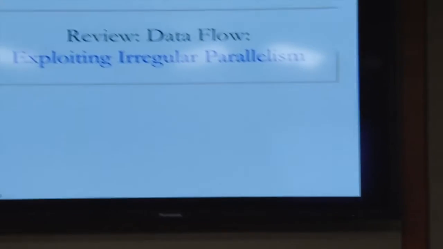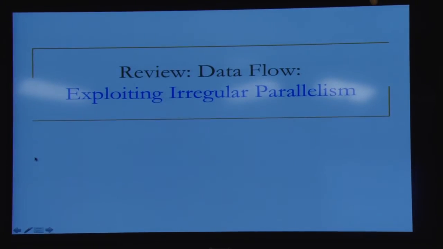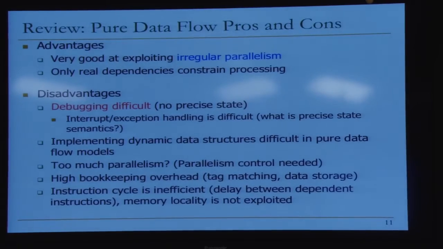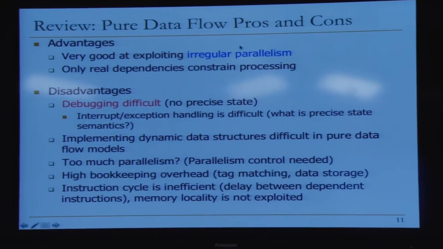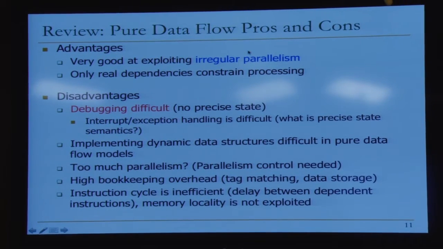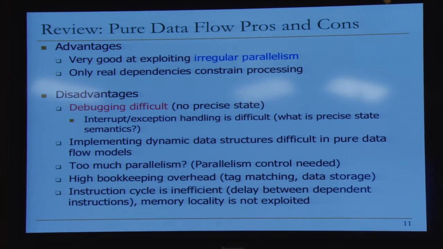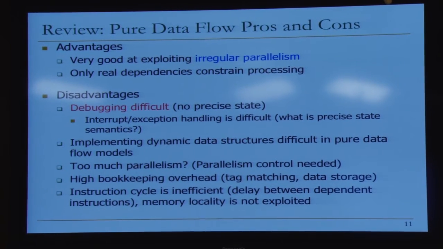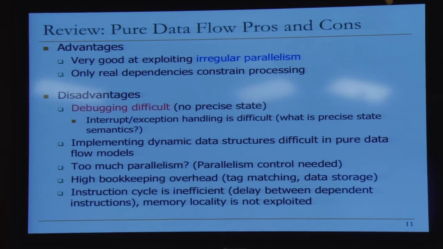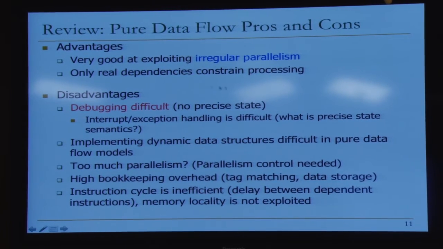So, very brief review of data flow. The key benefit: you can get irregular parallelism very, very well. You can exploit that very well. And this is perhaps the best known approach for exploiting irregular parallelism. Irregular meaning it's all over the place, right? Dependencies are all over the place. We'll contrast this with regular parallelism today. And only real dependencies constrain processing.